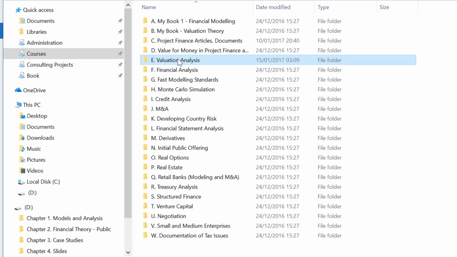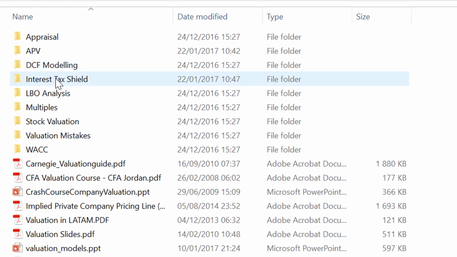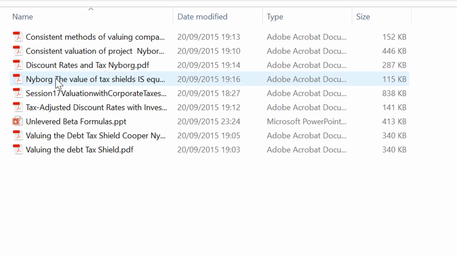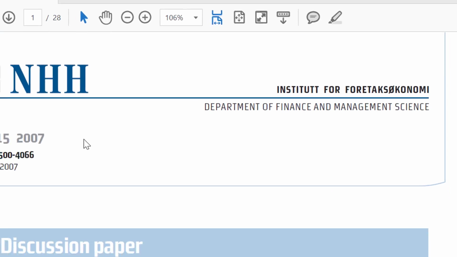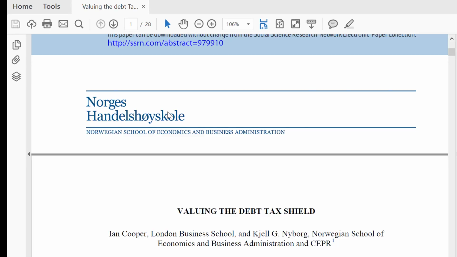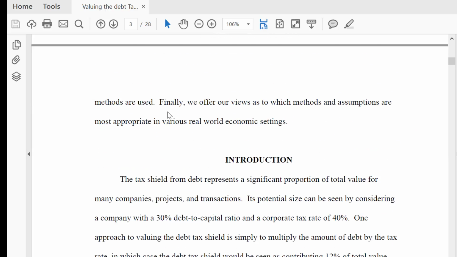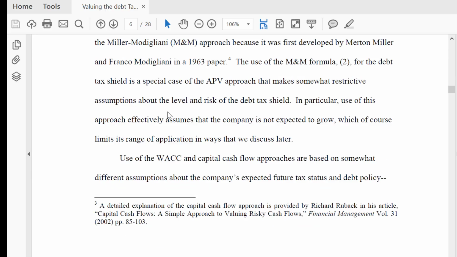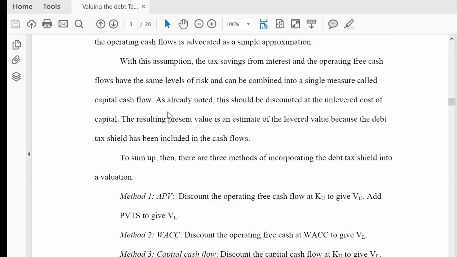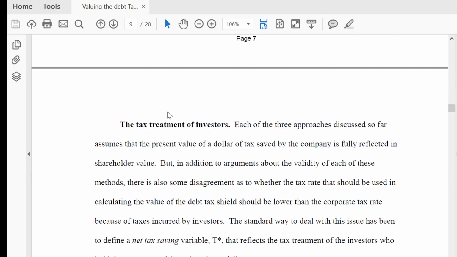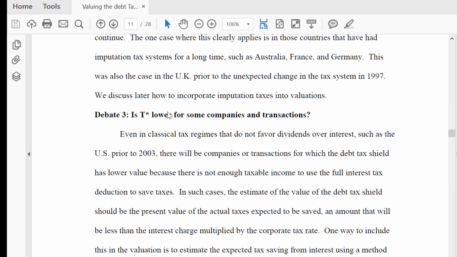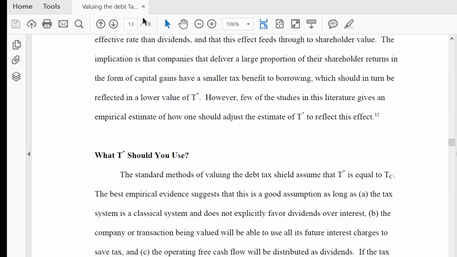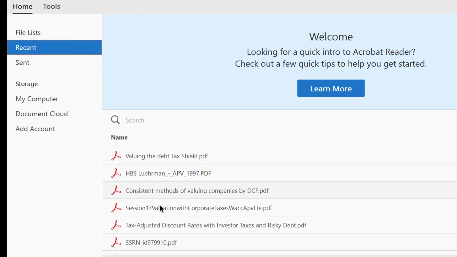If you keep looking at the valuation analysis, I put all these articles about the interest tax shield there. Perhaps valuing the tax shield. This is very typical of one of the articles. They go through an executive summary, and then start putting in some formulas, and then you start getting crazy with these formulas. At the end of the day, I'm going through it quickly, actually.